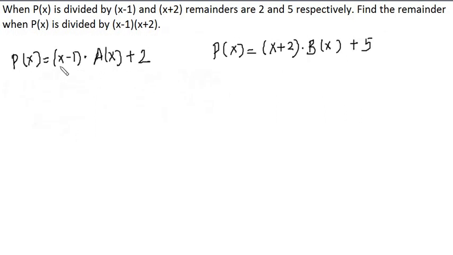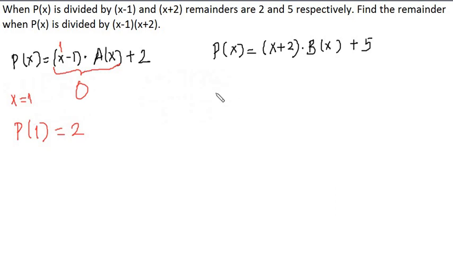So if we replace x with 1, this part right here is going to be 0. If we replace x with 1, we will get 1 minus 1, which is 0. 0 times a of x will be 0. So we get p of 1 is equal to 2 when x is equal to 1.